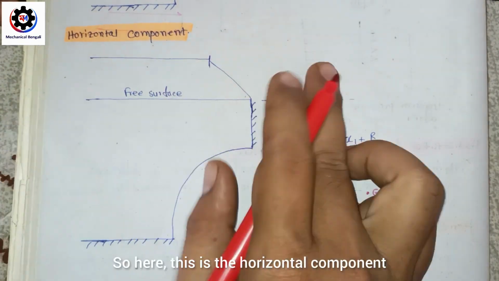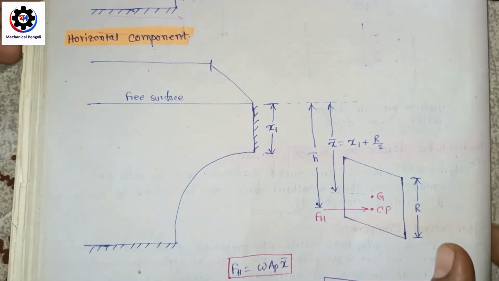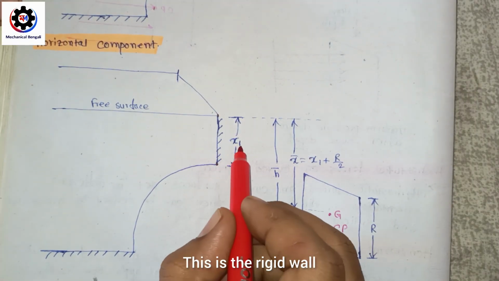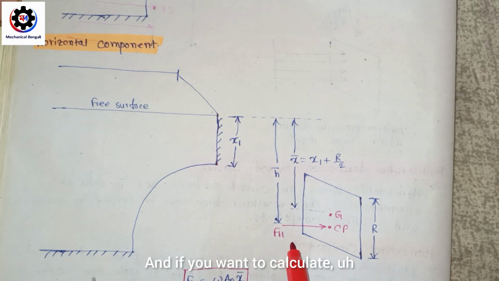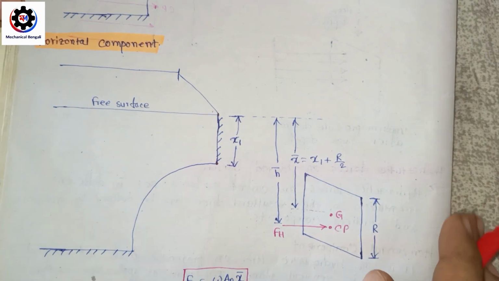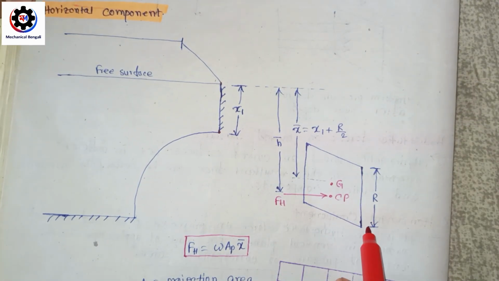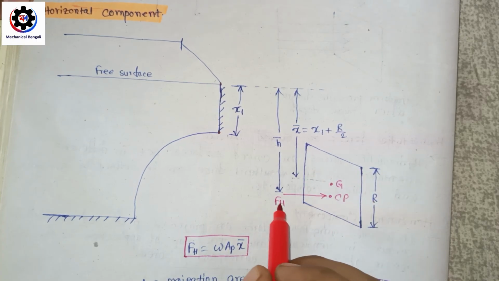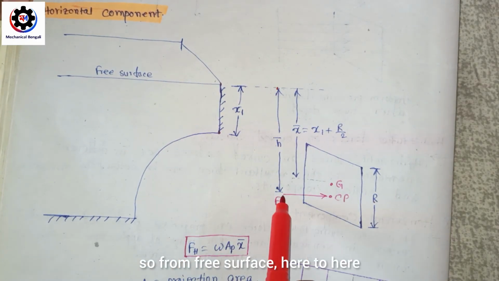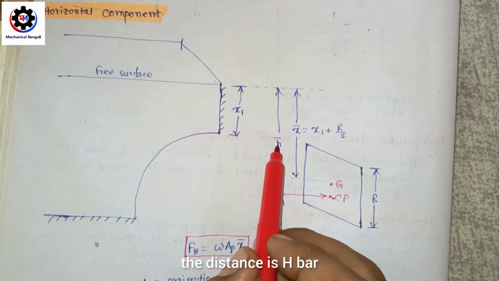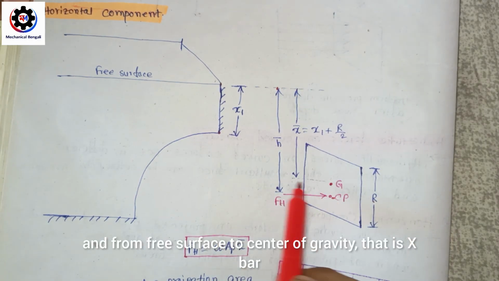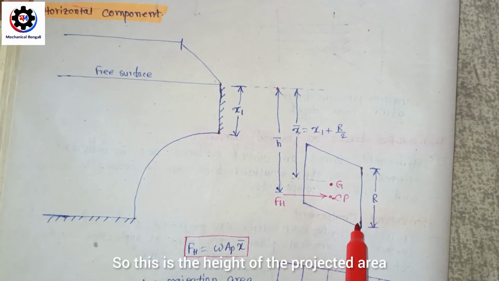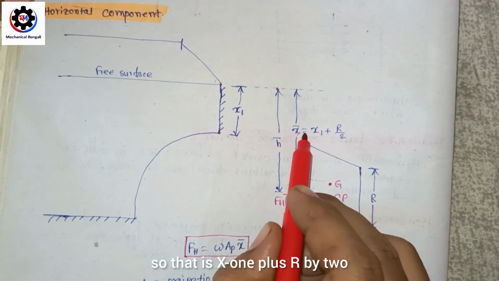So let's try to understand this. Here, this is the horizontal component. Let's focus on the horizontal component Fh. Now consider the height from here to here. This is the rigid wall. This is x1, and this is the projected area. This is the curved surface here, and this is the projected area. The height of the projected area is r, and the depth is also there. From the free surface to the center of pressure, the distance is h bar, and from the free surface to the center of gravity, x bar is equal to x1 plus r by 2. So this is the height of the projected area, x1 plus r by 2. So this is the x bar.